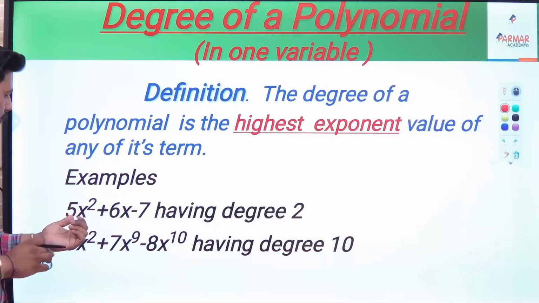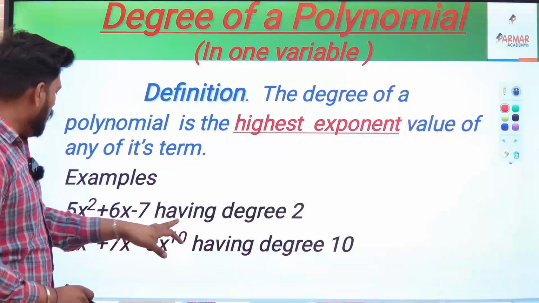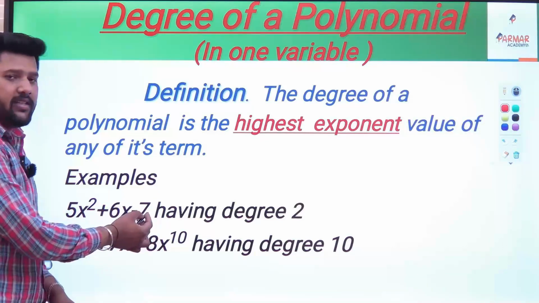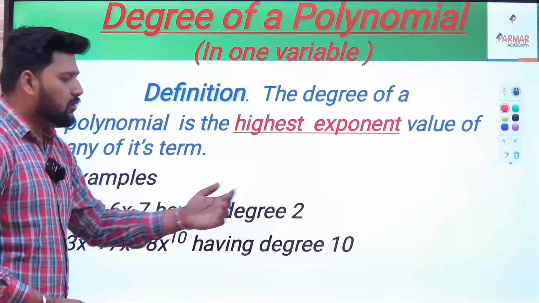For example, 5x square plus 6x minus 7 has degree 2. Because here the power is 2, here the power is 1, and this is a constant term, so the maximum power is 2, so the degree is also 2.